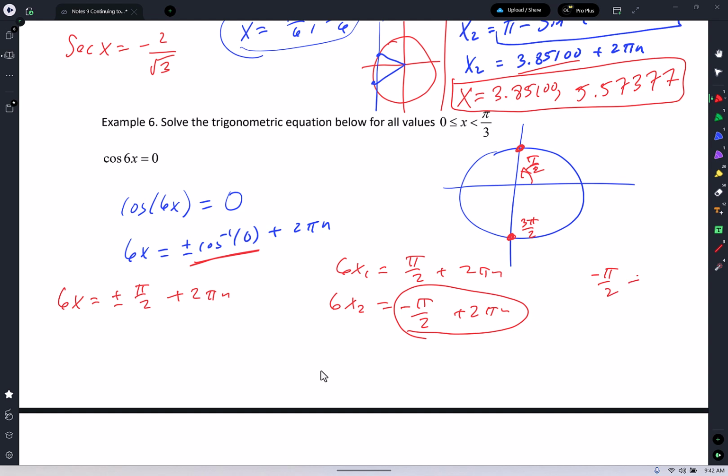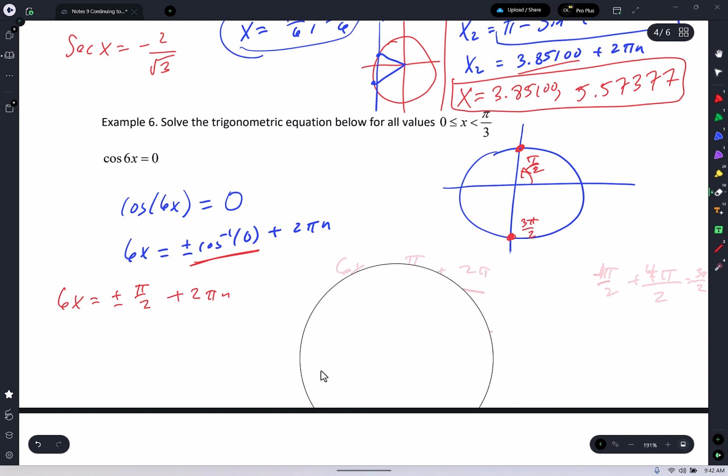Negative pi over 2 plus 2 pi, common denominator, so I'm going to change this to 4 over 2. And look, negative 1 plus 4 is 3 pi over 2. But you don't have to be a robot, because you know the unit circle really well, so you don't have to do any of that shenanigans. You can just write it immediately.